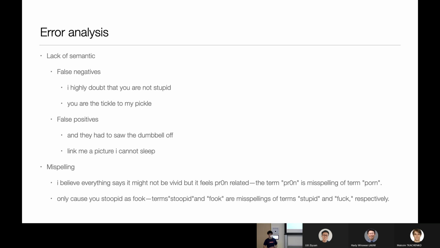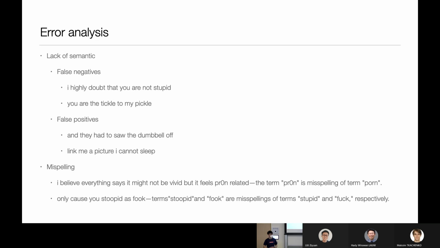So what is the problem that we face when using all these algorithms, mainly the C by LSTM and the Bi-LSTM? Firstly, the lack of semantics, which can cause false negatives, like "I highly doubt that you are not stupid," which is obviously inappropriate but cannot be flagged. Or "you are the tickle to my pickle." All these are quite coded words or sentences that the network can't pick out.